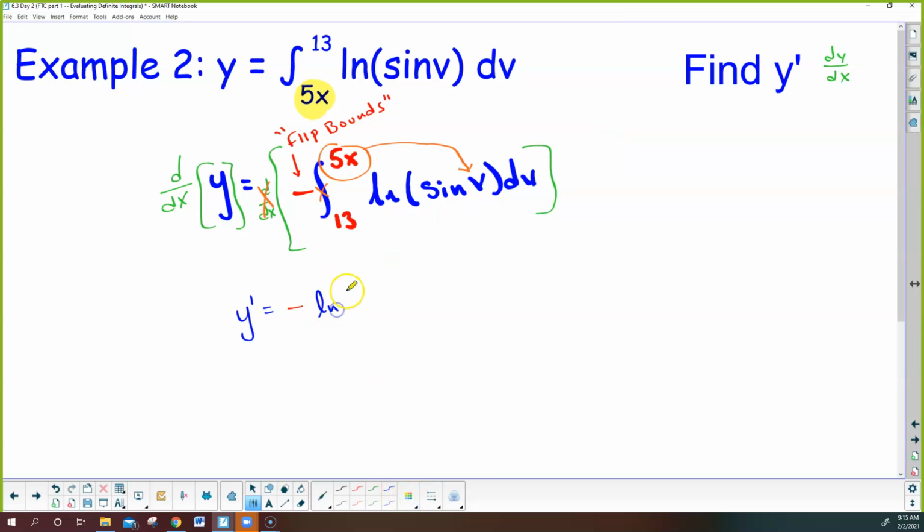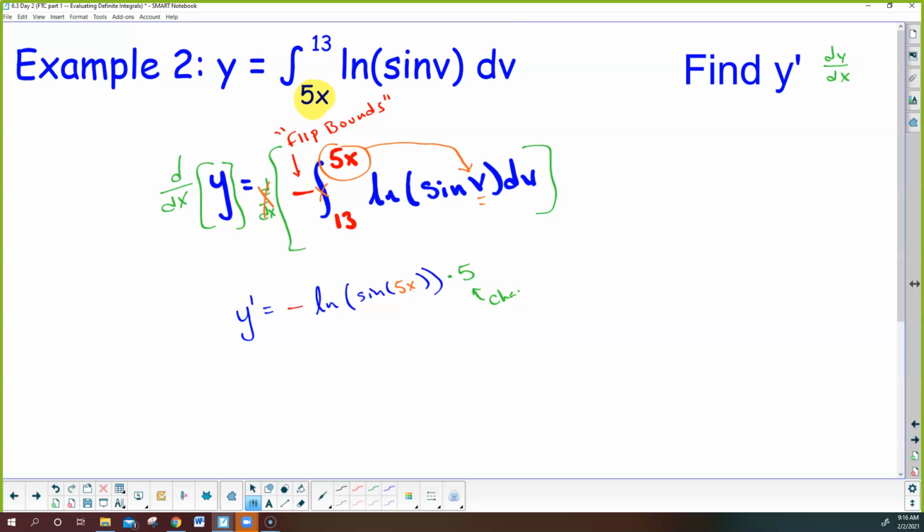And we're left with the natural log of sine of 5x. Oops, parentheses here. The natural log of sine, oh yeah, there should be parentheses there, because I want to put 5x where the v was. But notice, if I was to take my answer and do the derivative, there would be an extra 5 coming out. So we have to multiply the entire thing by 5.